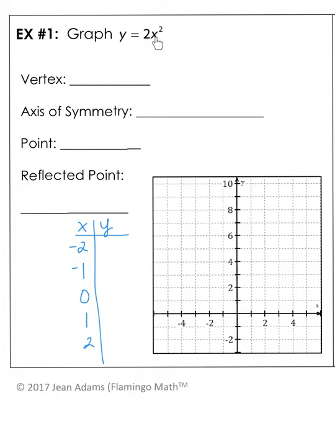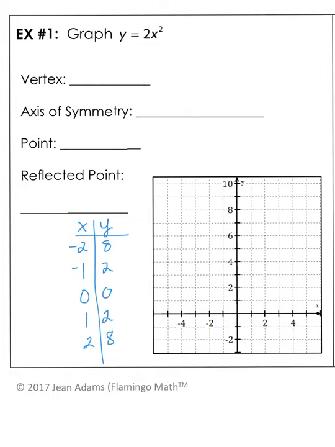-2 squared is 4. 4 times 2 is 8. -1 squared is 1. 1 times 2 is 2. Then 0, right here, 0 squared is 0 times 2 is 0. And then we're going to take 1, square it. We get 1 times 2 is 2. And then finally, 2 squared is 4 times 2 is 8.